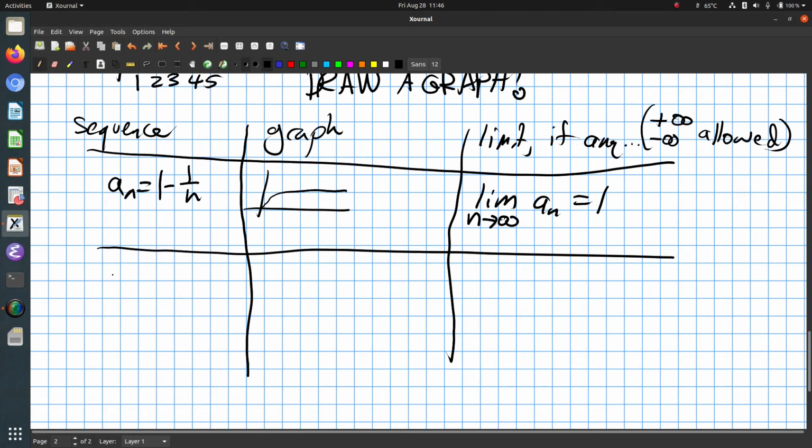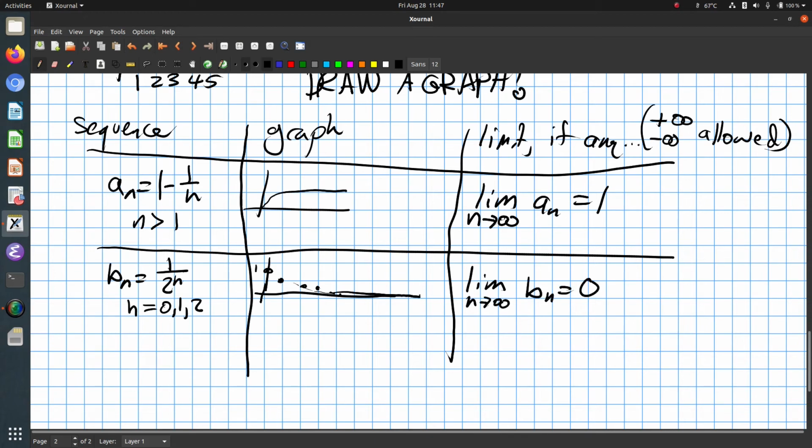This is true for geometric-y kind of things. So what about the sequence b_n, which is equal to 1 over 2 to the n? Well, this is an exponential decay situation. So if n is equal to 0, well, what happens is 1 over 2 to the 0. That's 1 over 1, so that's 1. And then you get 1/2, 1/4, 1/8, and so on. And so it kind of tends to 0. And you can see that right away from the graph.